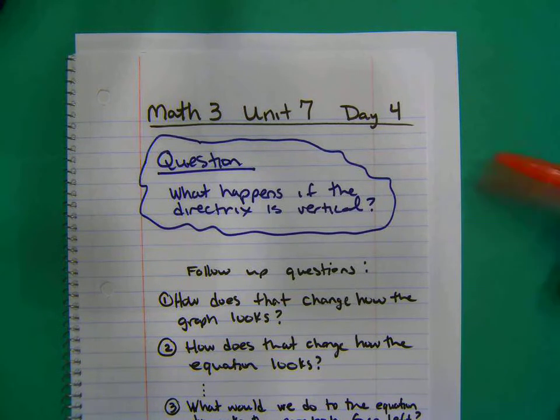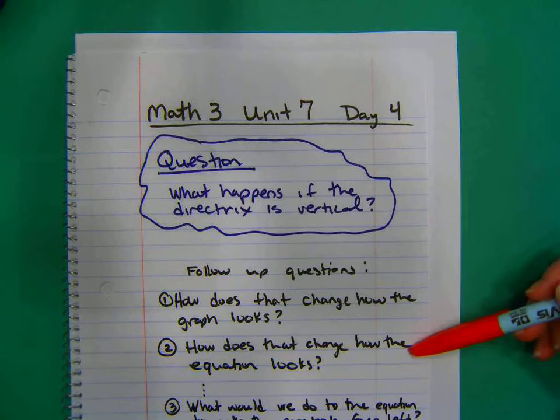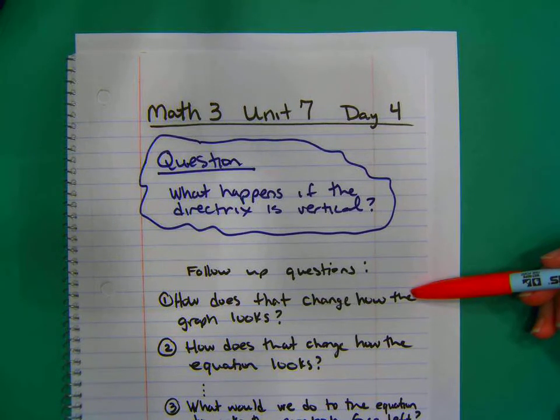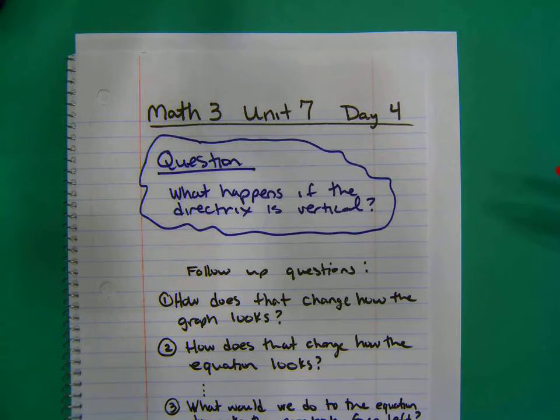And some questions to kind of prod them along is, how's that going to change how the graph looks? Maybe they'll think of graphing. How's that going to change how the equation looks? Eventually we're going to get to that. I think how the graph looks is the way that I approached it first. I'm a very visual person, so that's probably how I would start.